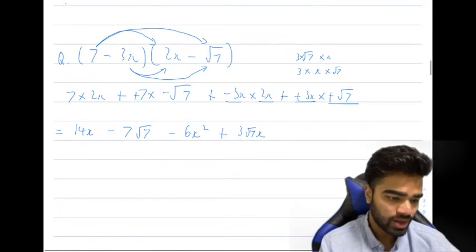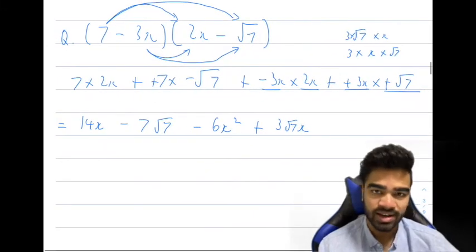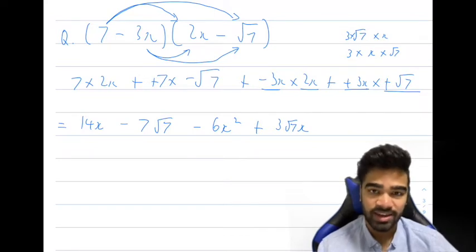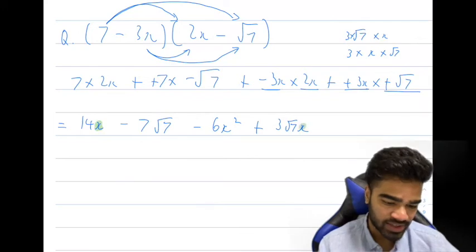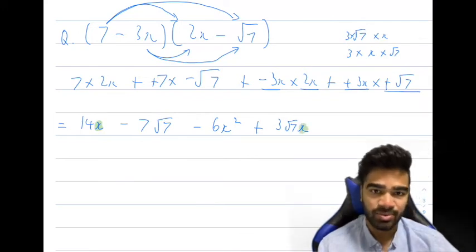Okay, now what do you have to do, guys? We have to collect the like terms. What do you think are the like terms here? Well, the like terms are the things with the same letters, the same variable. So, for example, it would be x. There's x here, and there's x here, and we can collect those like terms.